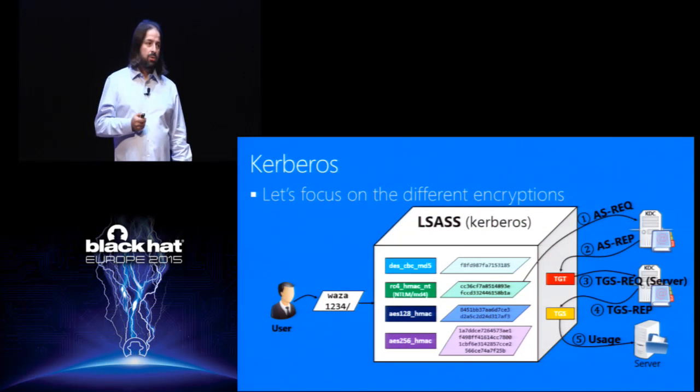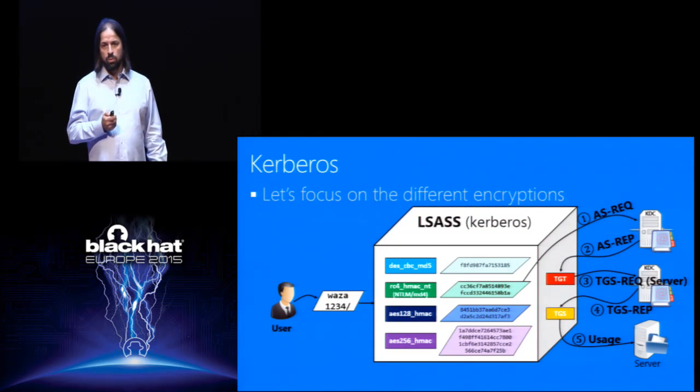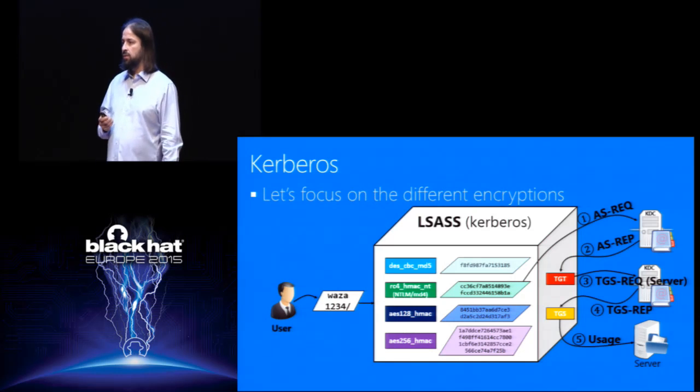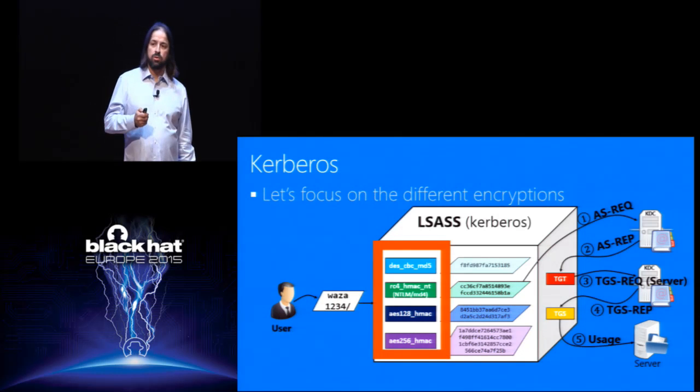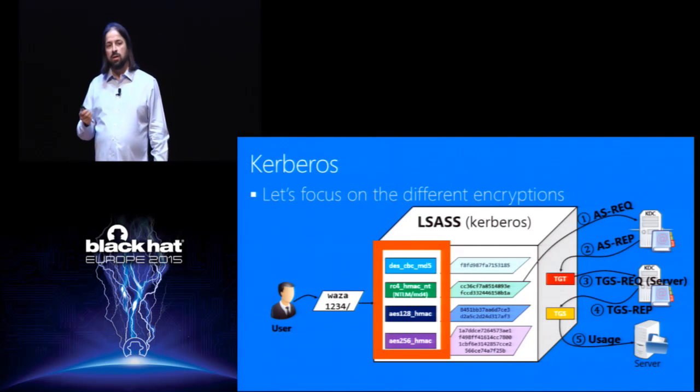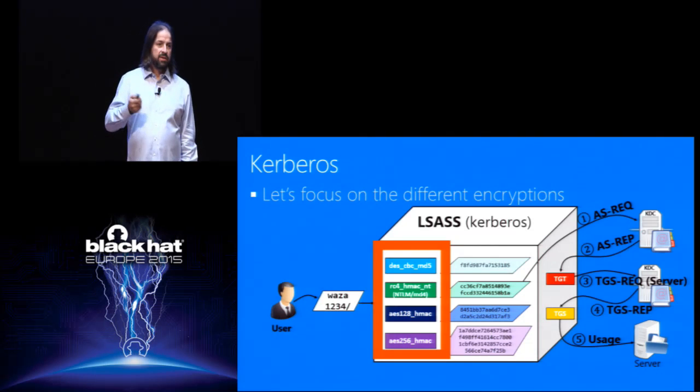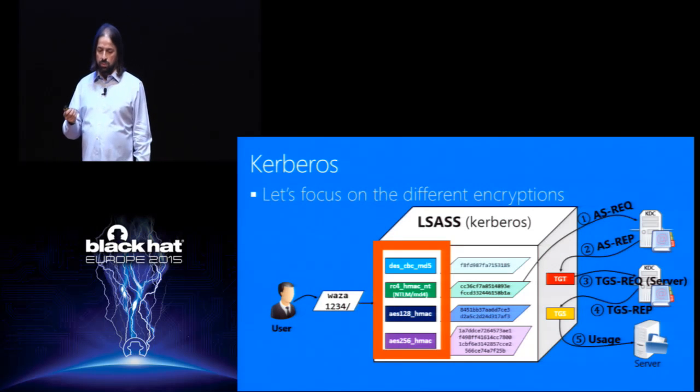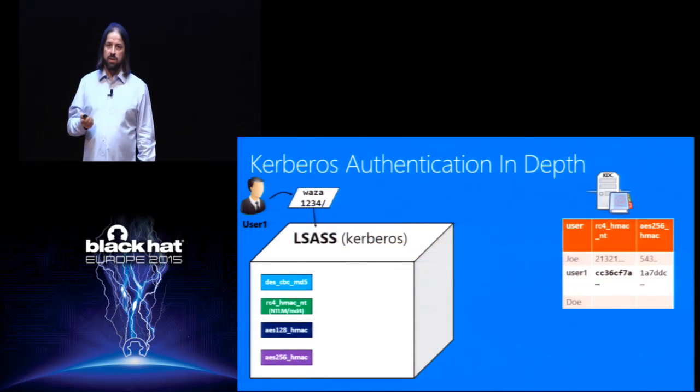Now let's see how the skeleton key works. First, let's focus on the fact that Kerberos supports multiple encryption types. From this fact, we can conclude that the client and the server, the domain controller, need to negotiate to know which of the encryptions to use. How does this negotiation happen?